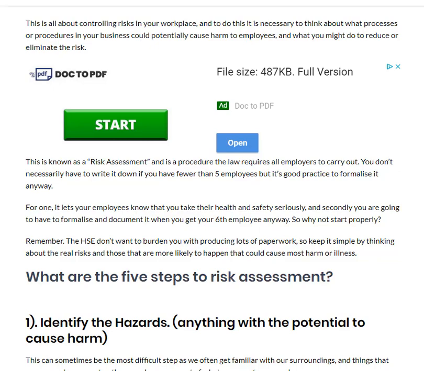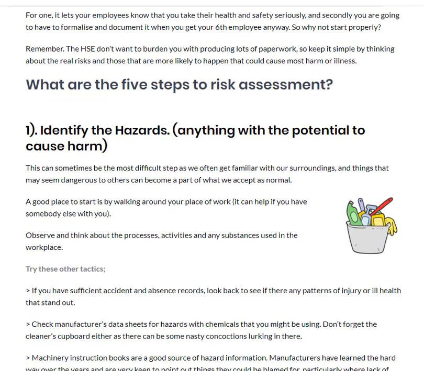So what are the 5 steps to risk assessment? Step 1 is to identify the hazards, anything with the potential to cause harm. This can sometimes be the most difficult step as we get familiar with our surroundings, and things that may seem dangerous to others can become a part of what we accept as normal. A good place to start is by walking around your place of work. It can help if you have somebody else with you too.